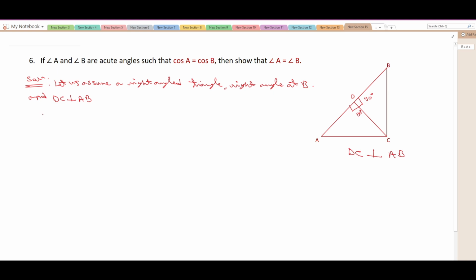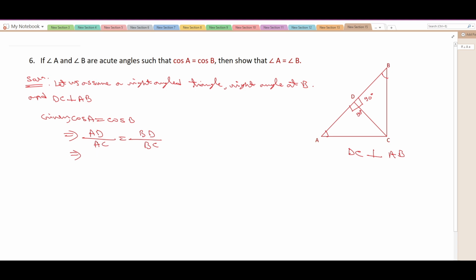Now given cos A equals cos B. Now from triangle ADC, cos A equals AD by AC, and from triangle BCD, cos B equals BD by BC.